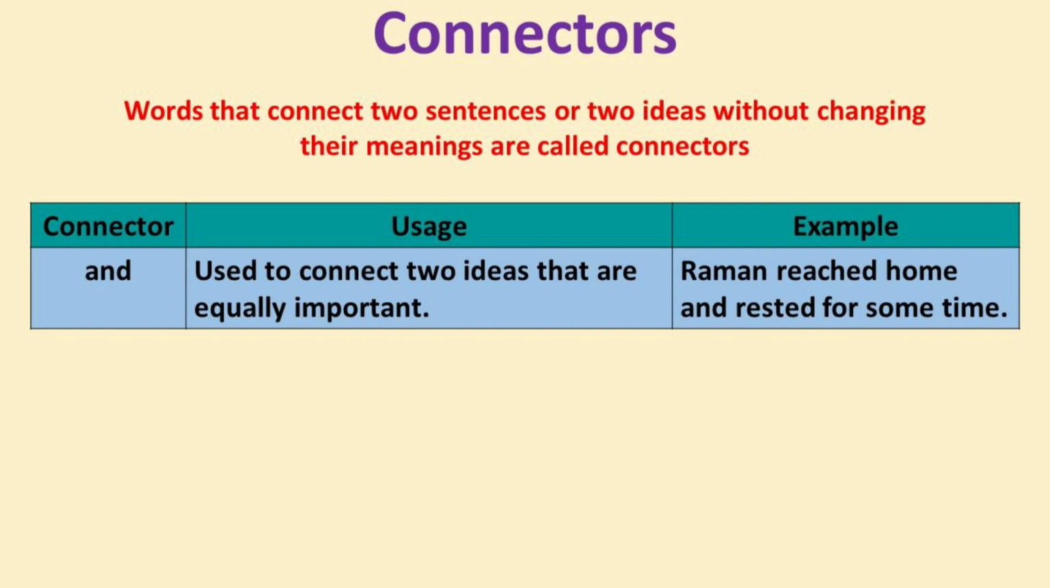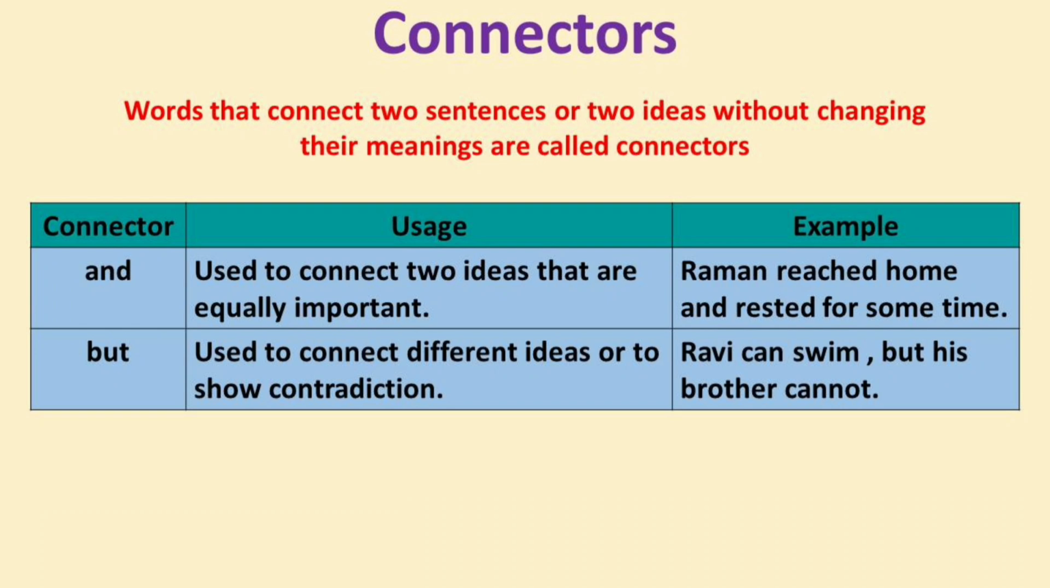And is used to connect two ideas that are equally important. Example is, Raman reached home and rested for some time. Here, Raman reached home is one idea, and other is Raman rested for some time. There are two ideas and they are equally important. So, and is used to connect two ideas that are equally important. The answer is, Raman reached home and rested for some time. Do you understand, buddy? Hope you understand.